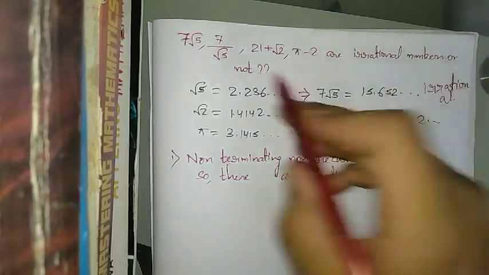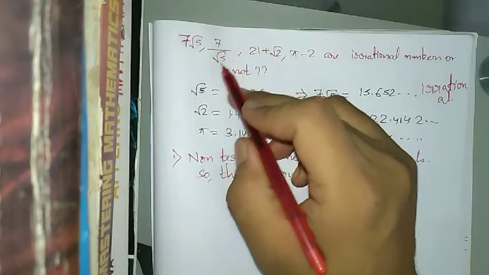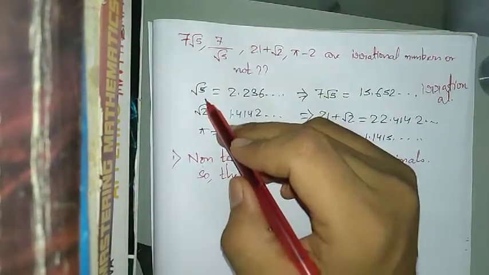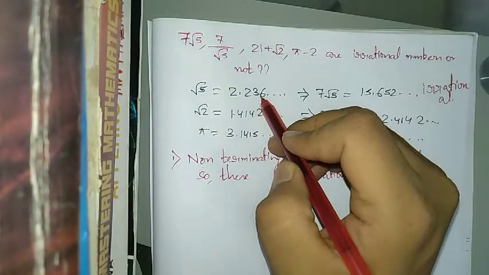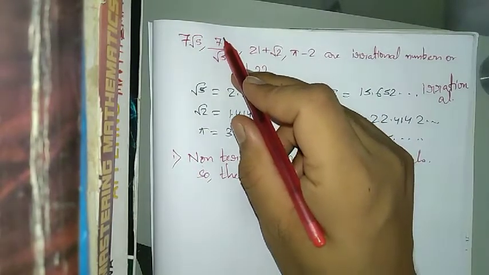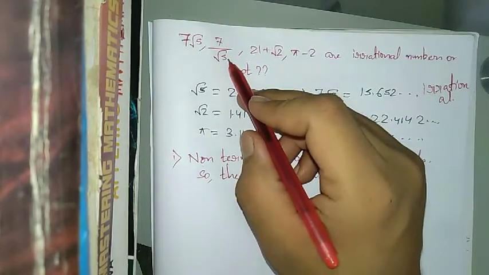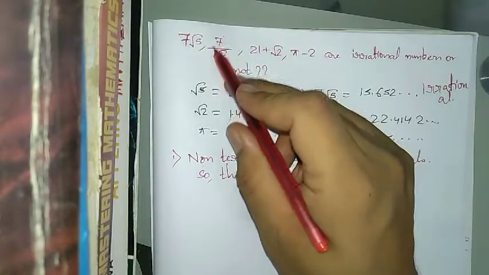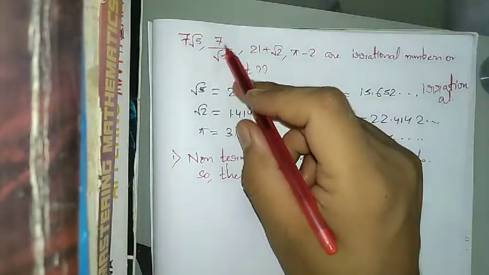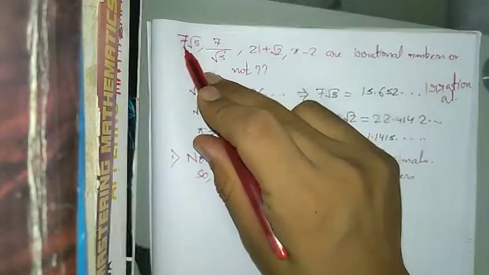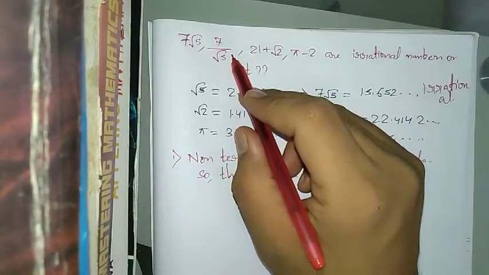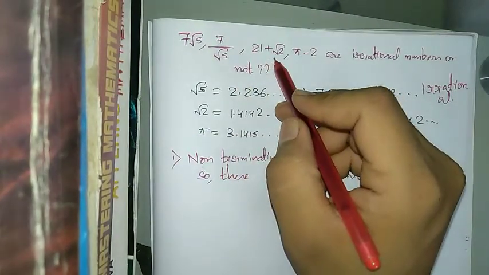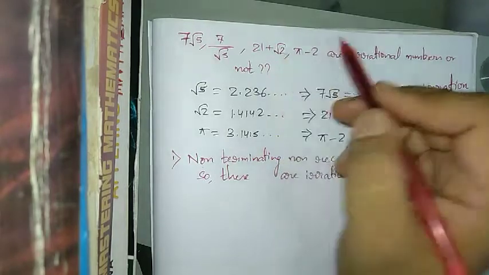Let's talk about the very next one, 7 by root 5. So root 5, we saw that it is an irrational number. So if you divide a rational number by an irrational number, ultimately the result will be an irrational number only. So this is also an irrational number. This is irrational, this is also irrational. Let's talk about the very next question, which is 21 plus root 2.